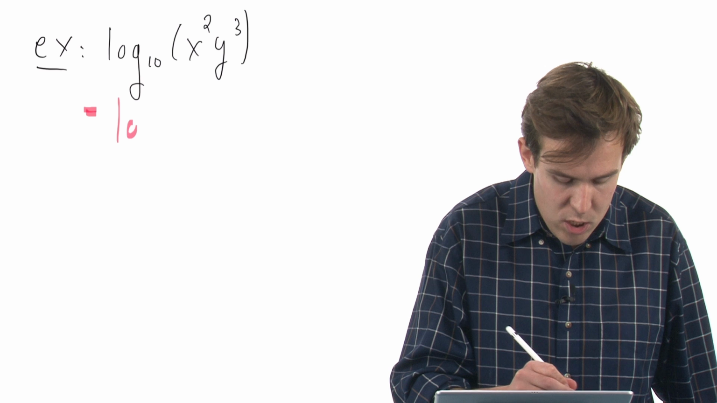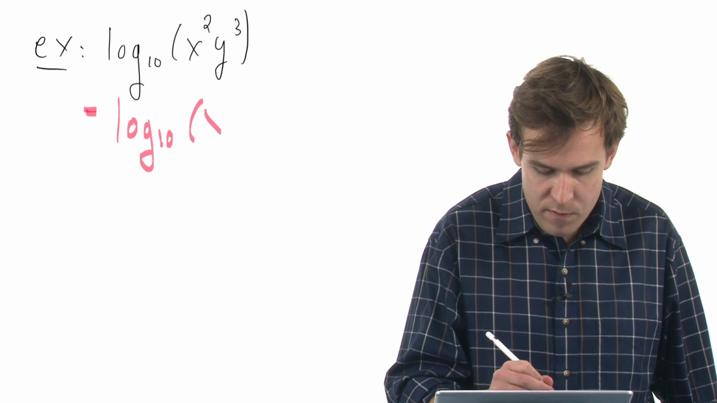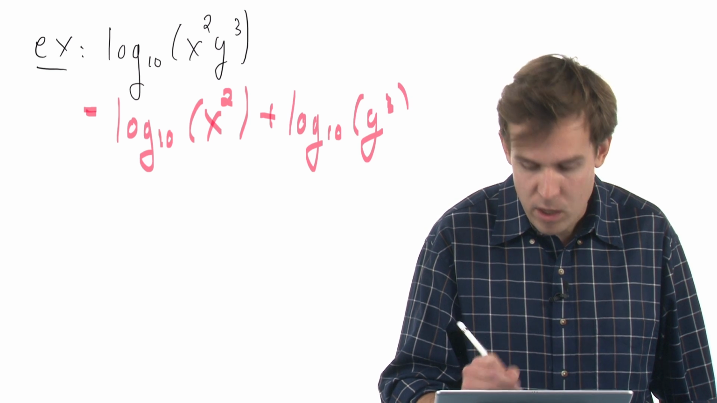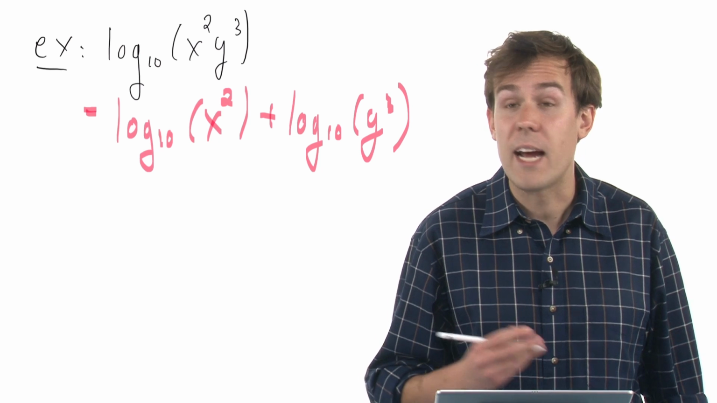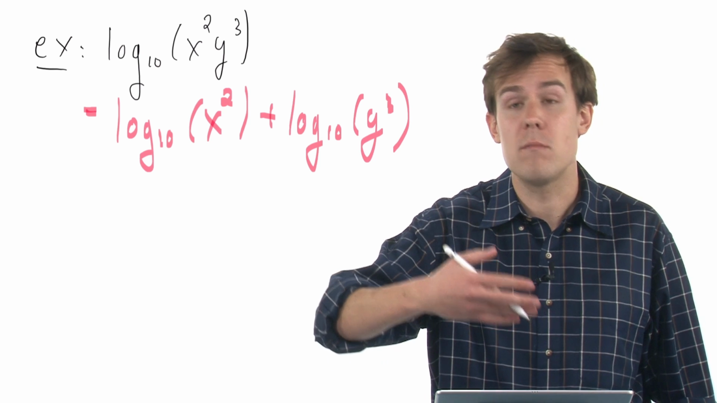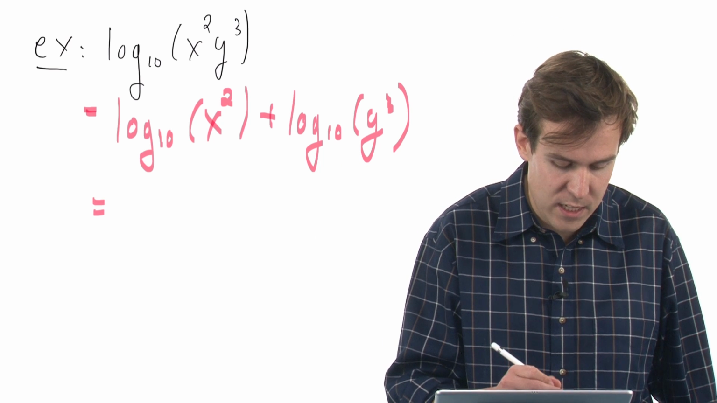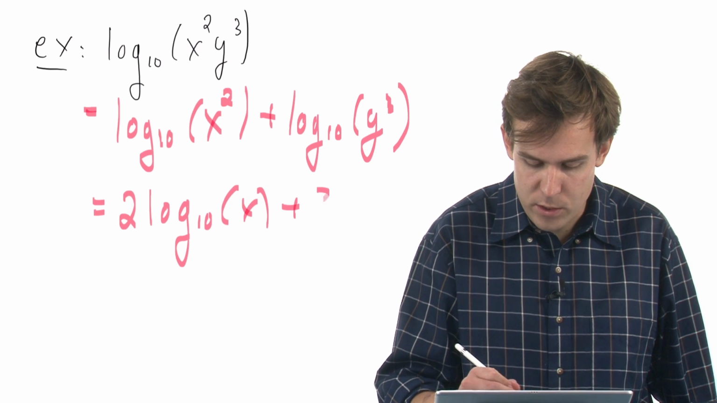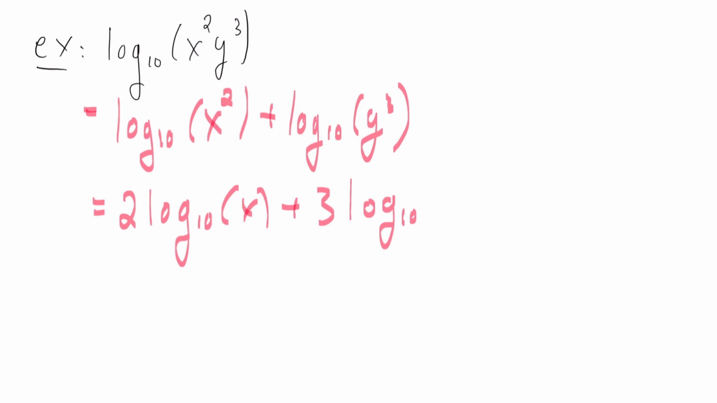So here we have log base 10 of x squared times y cubed. So how do we proceed here? Well, I have the product of two things inside of a logarithm, so I can split it up as a sum outside. So I can say that this is log base 10 of x squared plus log base 10 of y cubed. Very nice. I can actually go further because now inside of the logarithms I have exponentials. So I can say that this is 2 times log base 10 of x plus 3 times log base 10 of y. Okay, so it simplifies quite nicely here.